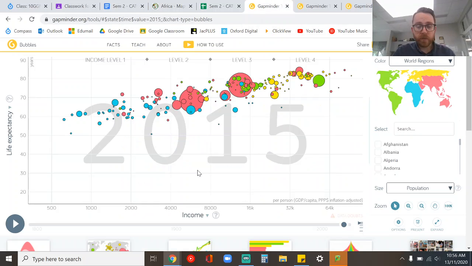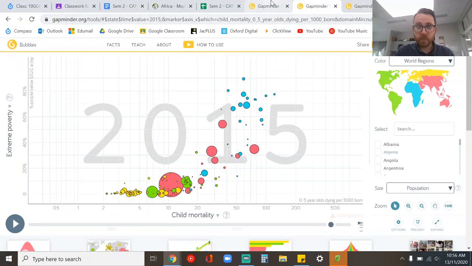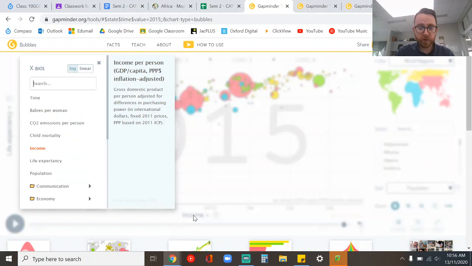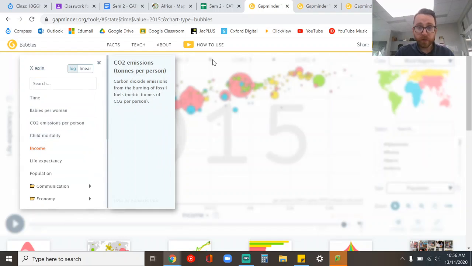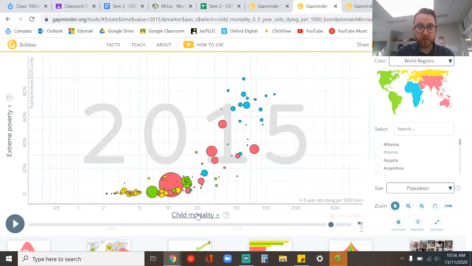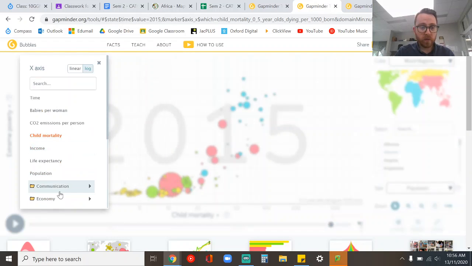So I've already put this one together, but all you need to do to find the other 2 is play around with this little title down here. So I'm looking at income. One of them is child mortality. So I'd click through here. You can scroll through the different sections.